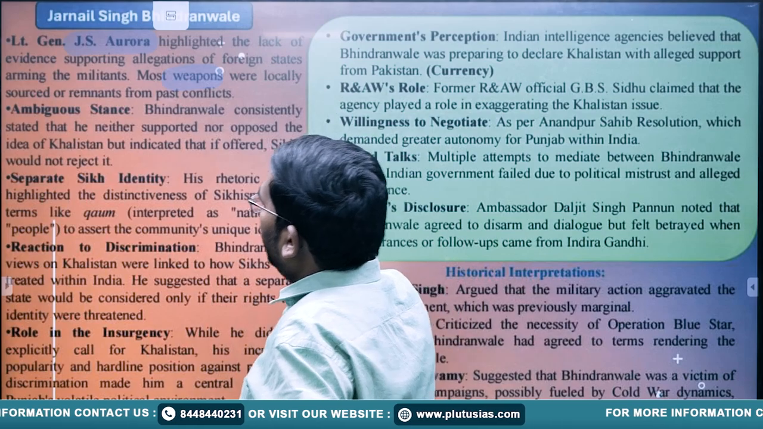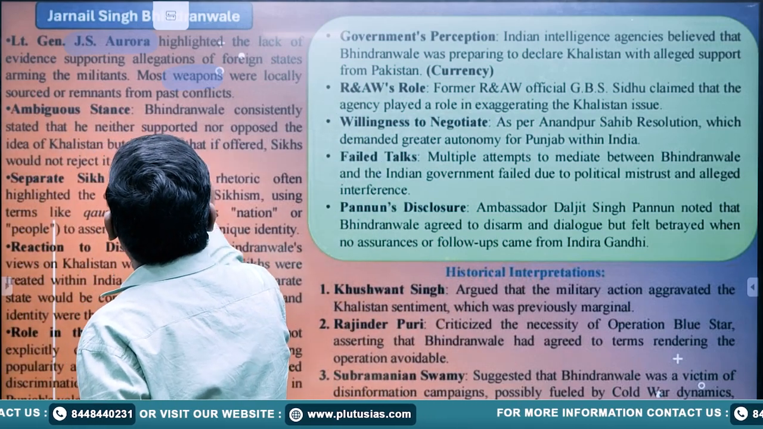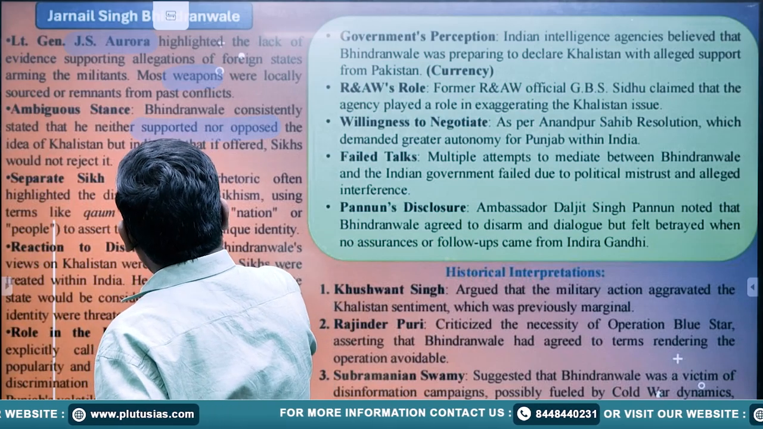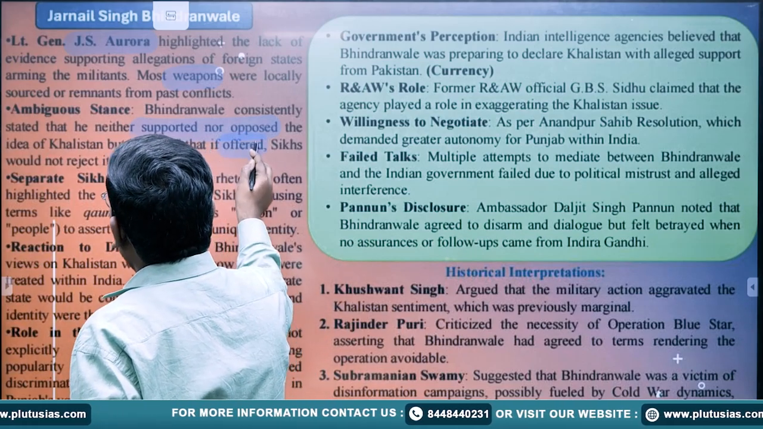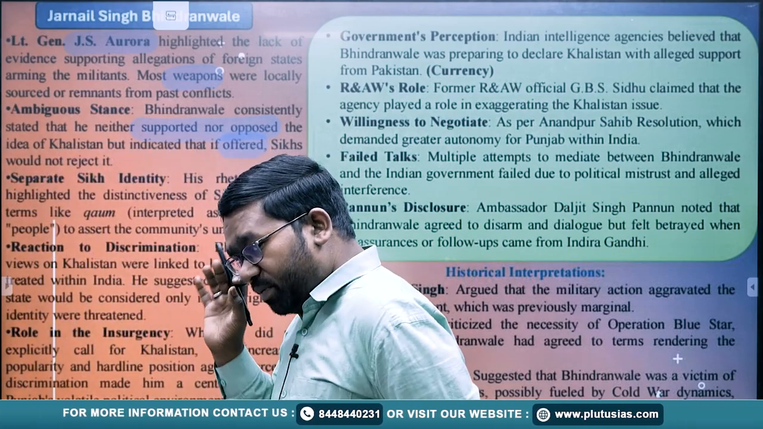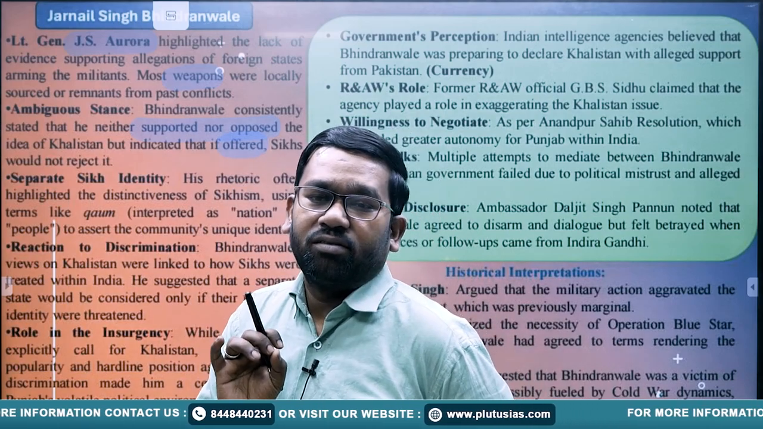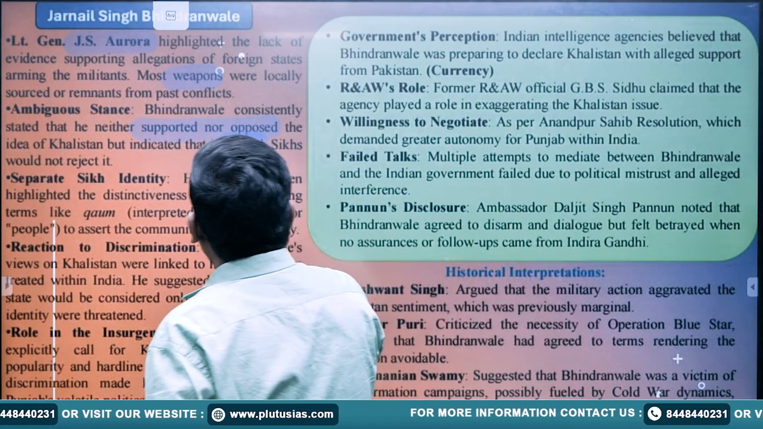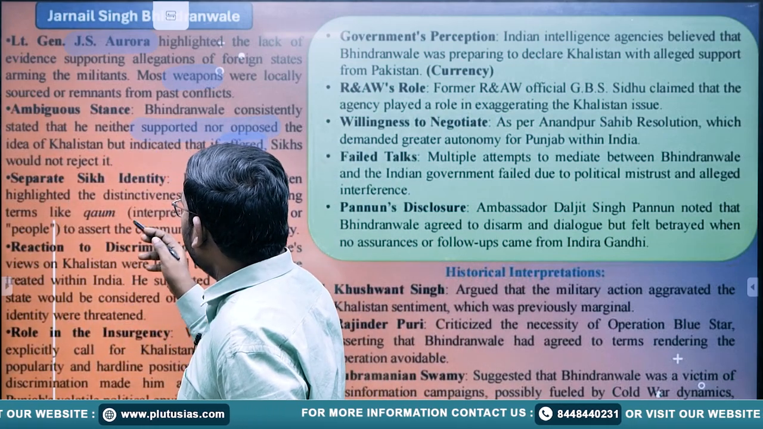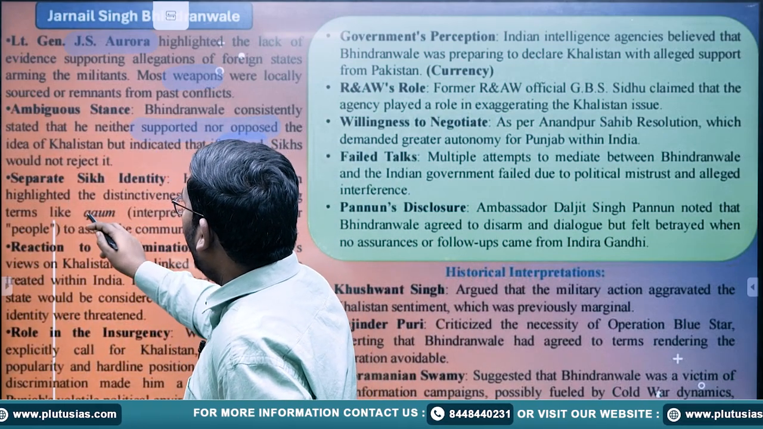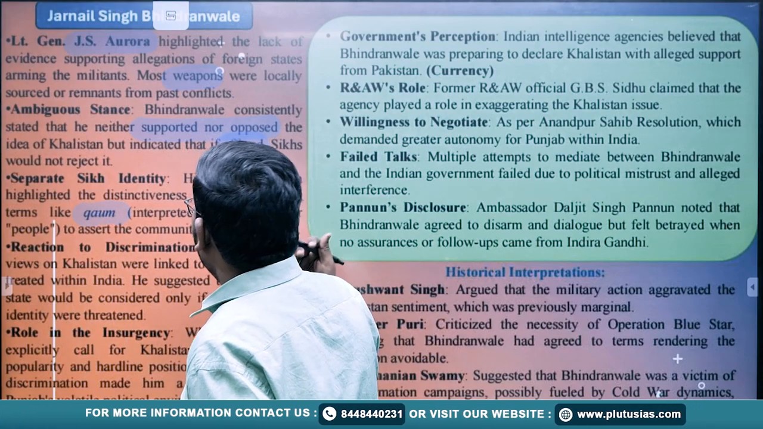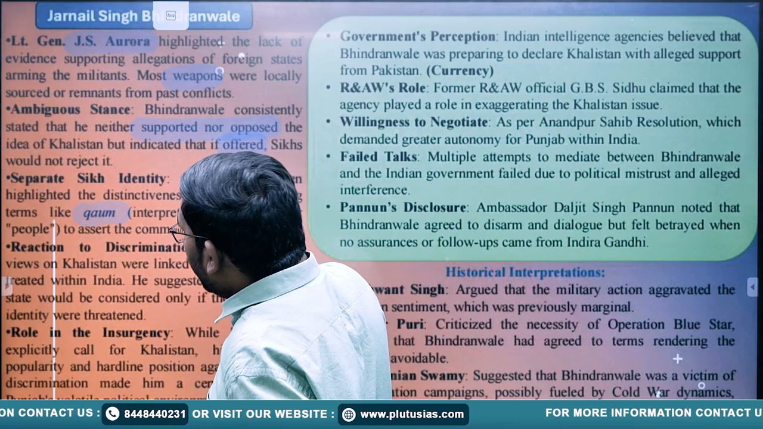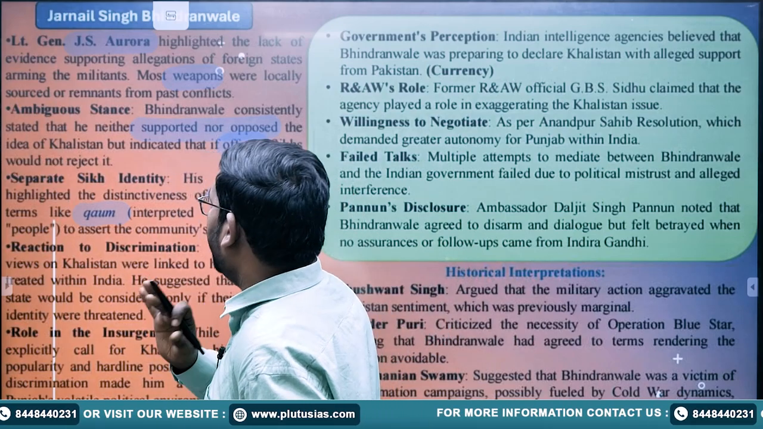Then we know about the ambiguous stance. Bhindranwale constantly stated that he neither supported nor opposed the idea of Khalistan, but indicated that if it is offered, he will not reject it. Meaning, he was in support of Khalistan. His rhetoric often highlighted the distinctiveness of Sikhism using the word Qaum, which can be interpreted as a nation or the people, to assert a community's unique identity. So basically he wanted to speak against discrimination.